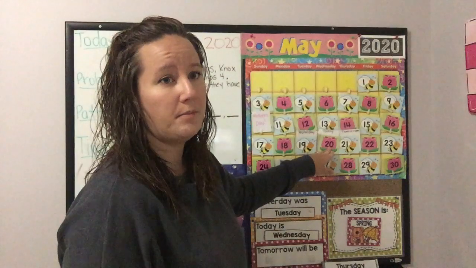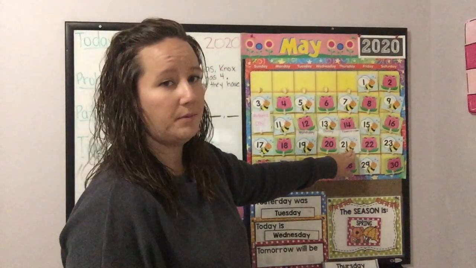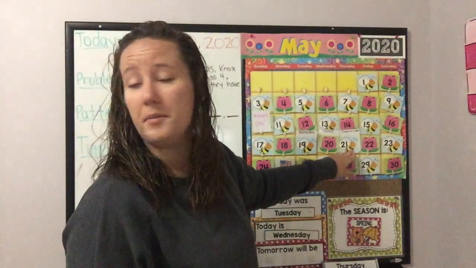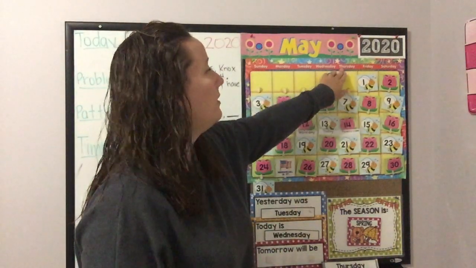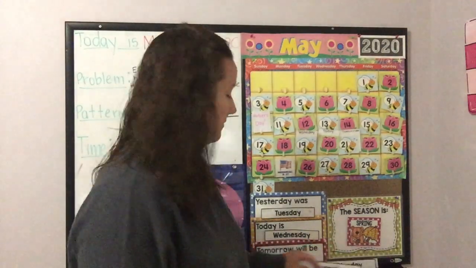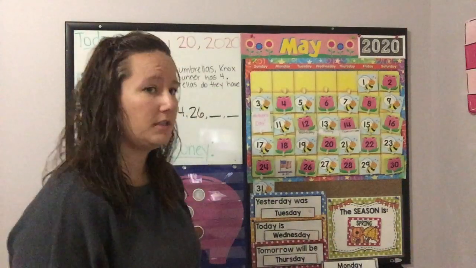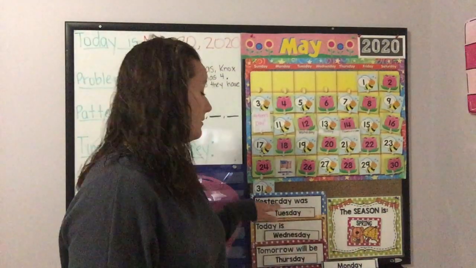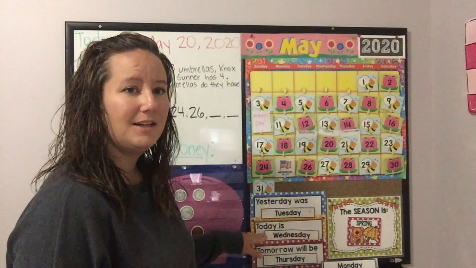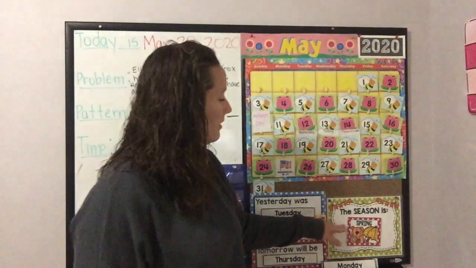And let's find what tomorrow will be. So we're going to hop forward one day. Remember, tomorrow means one day that's coming up next. Up, up, up. Now I see a TH. Thursday. Good. All right, so let's read all 3 days of the week and our season. Ready? Yesterday was Tuesday. Today is Wednesday. Tomorrow will be Thursday. The season is spring.